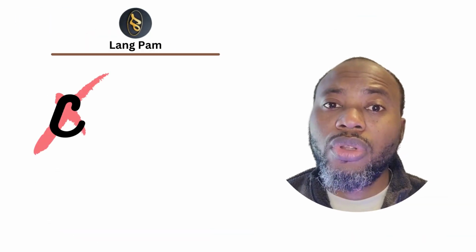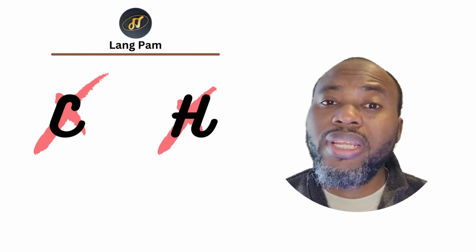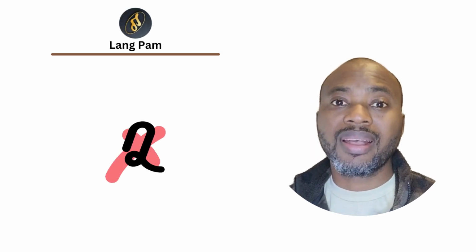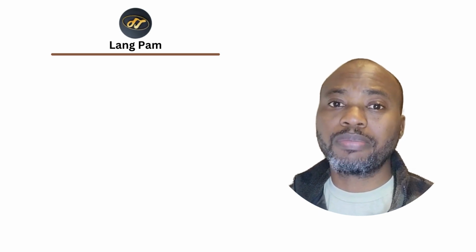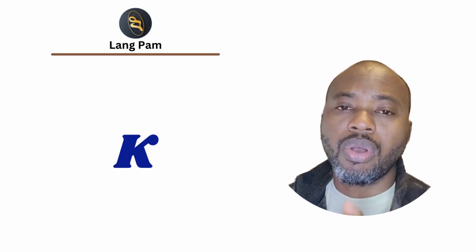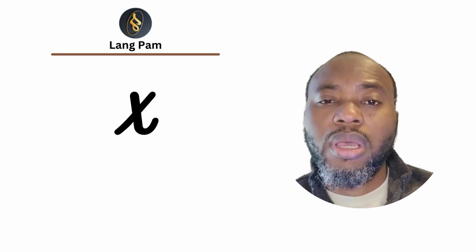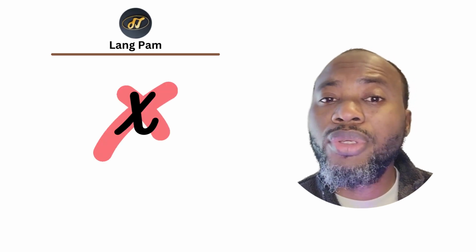There is no letter C, no H, or no letter U standing alone in Haitian Creole. There is no letter Q. The Q sound is the K sound, and it is replaced by letter K in Creole. There's also no letter X. We use a mix of 3 letters to bring up the phonetic of that letter.